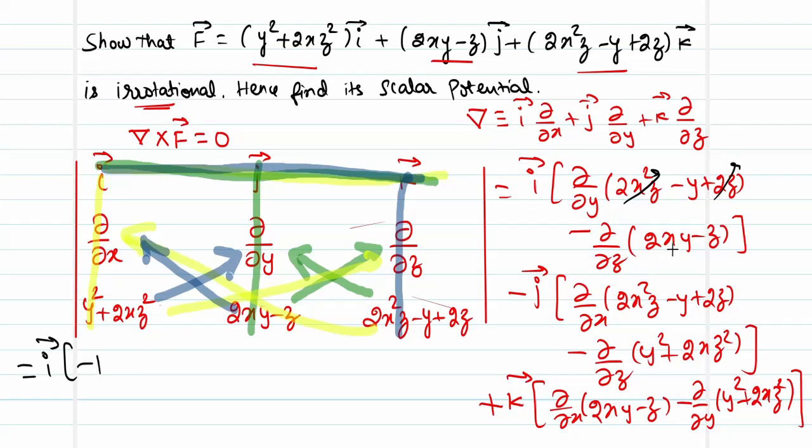Now with respect to z, this has no y, so it becomes 0. Minus z will become minus 1. Minus of minus 1 will become plus 1. Minus j times of, moving to the second one.